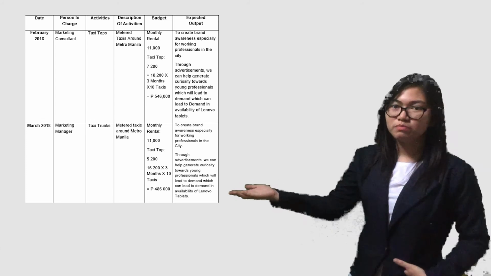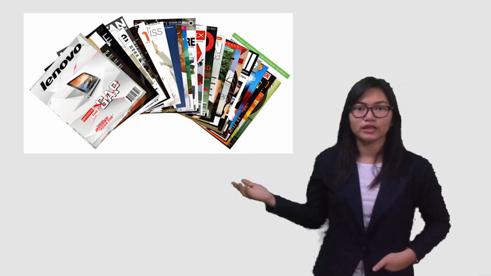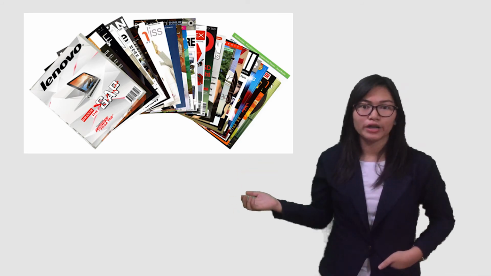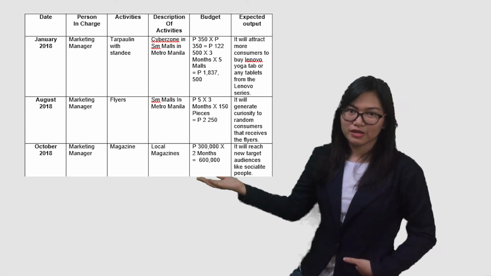This is our action plan for the proposed transit advertisements. We will put standee in all the cyber zone in SM, Ayala Malls, and Gateway. We also have the print advertisement like flyers to be distributed in SM and Ayala Malls nationwide on the entrances of the malls, and magazine, especially in the back page of the magazine because consumers like to flip before they purchase. This is the action plan for the print advertisements.